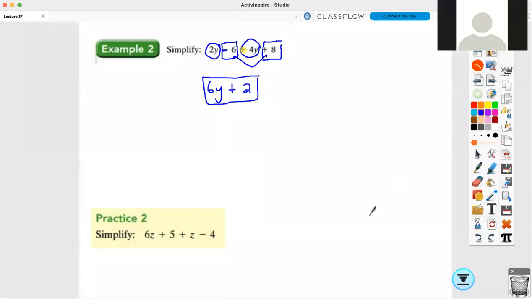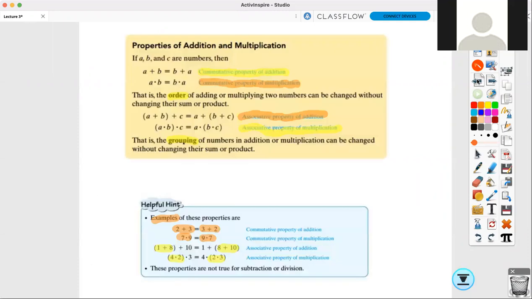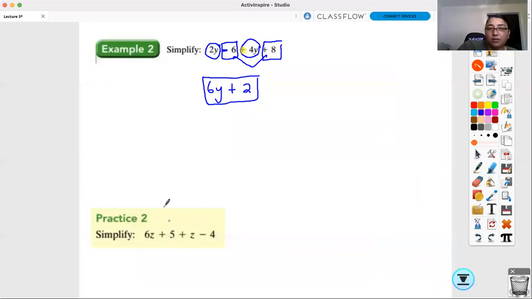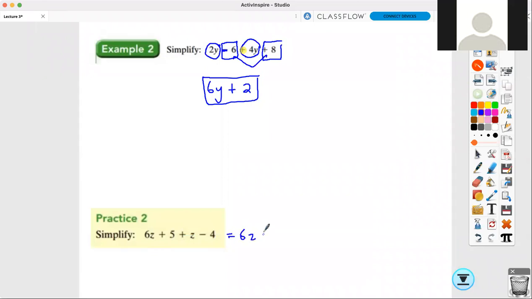Yes, Monica? If you can explain to me, +5, I guess. Okay, like the constant term? The minus 4, yeah. How are we reading this? Remember the properties we said, that the order can be moved around with the last property. So you can take advantage of that. If you wanted to, you can rearrange this and do 6z plus z plus 5 minus 4, rearranging the z's together and the numbers together.